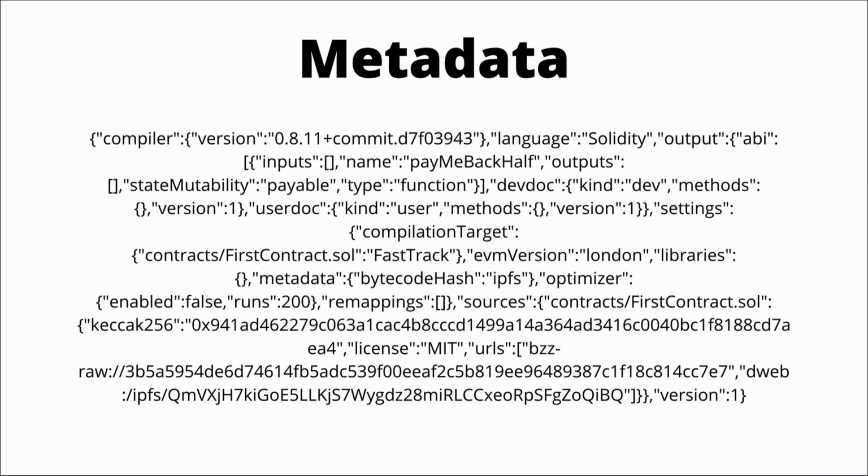And lastly, the Solidity compiler also generates contract metadata. This file contains all information you can imagine about the compiled contract. So things like the compiler version, the source code, the ABI, and additional documentation. This metadata file is quite useful to verify the source code of a contract without relying on Etherscan.